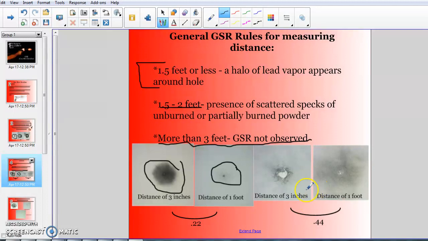And here's a .44 caliber weapon. You can see this is at 3 inches, and then this is a foot. And you can see all along here, here's all your GSR. You see how it's spreading out more the further you get away from your target.